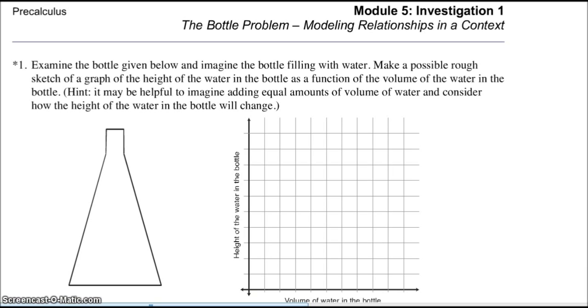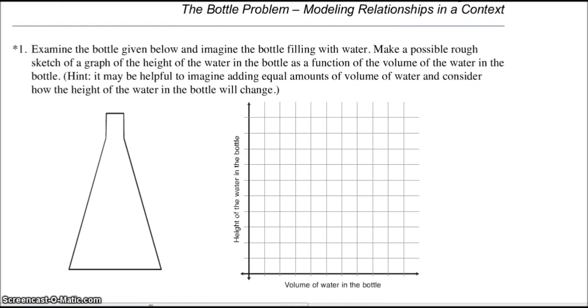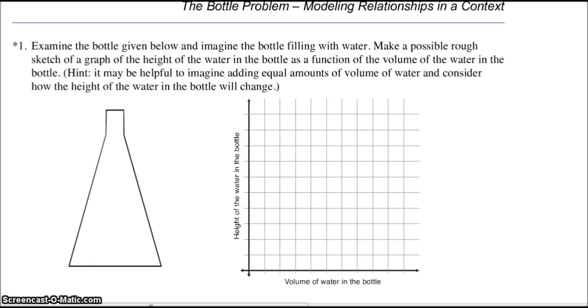Hint, it may be helpful to imagine adding equal amounts of volume of water and consider how the height of the water in the bottle will change. So we have on the horizontal axis volume of water, and on the vertical axis height of the water in the bottle.